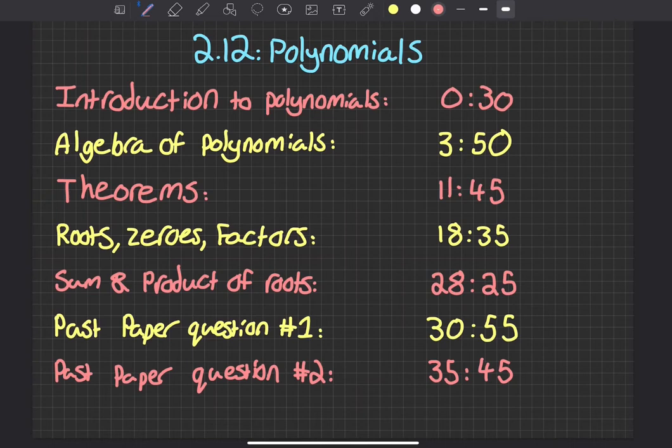But disclaimer, I did make a mistake where I put 2.10 instead of 2.12 at the top of the screen. And again, yeah, that's a mistake. This is Unit 2.12, which is Polynomials.